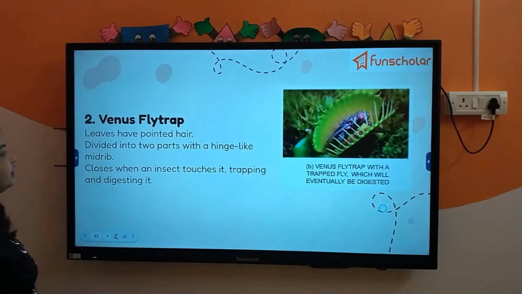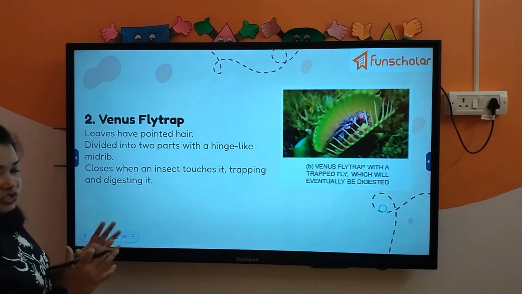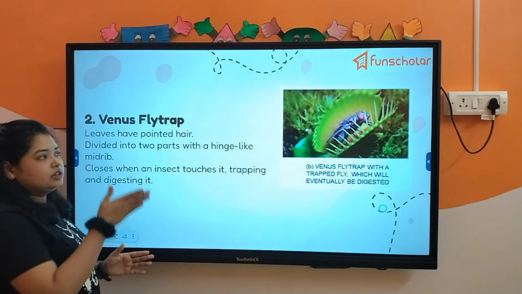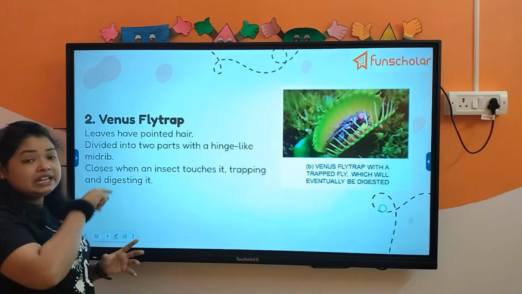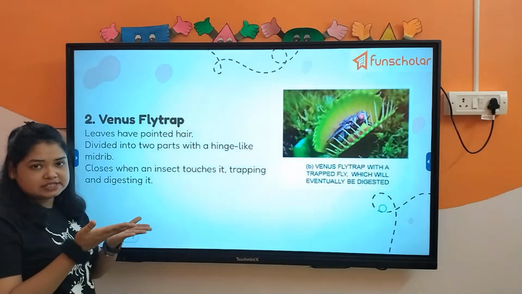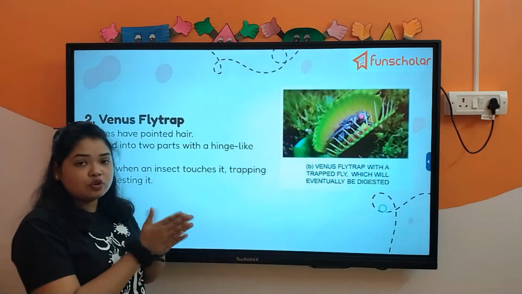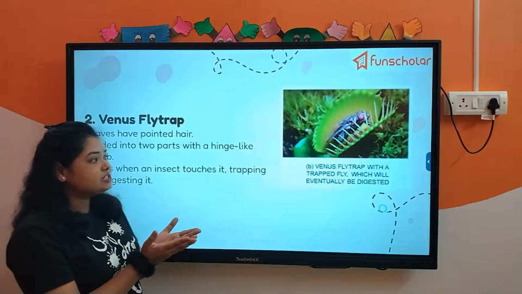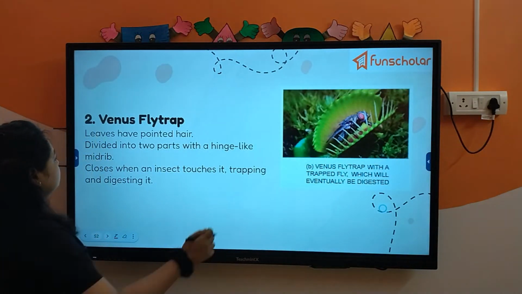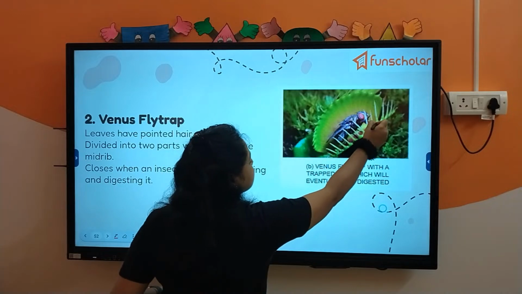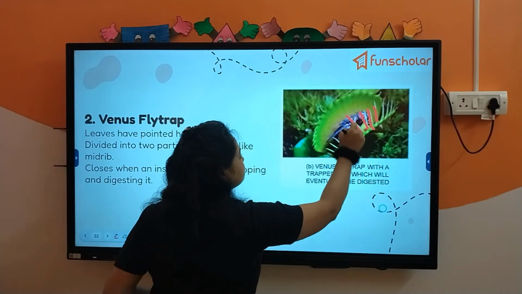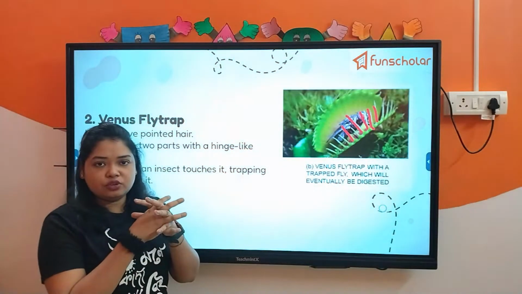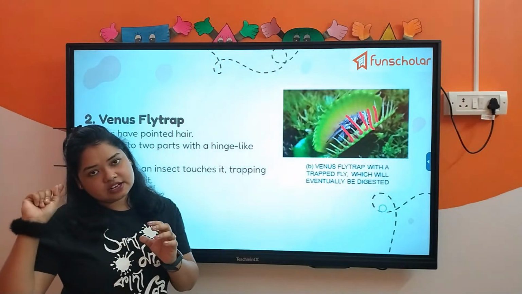Next is the Venus flytrap. Same thing, but the structure is different. Here the midrib is there, which actually divides the whole leaf into two parts. The two parts of the leaf close and open. It opens when it attracts the insects. It has got scaly spiny hairs. You can see here the scaly spiny hair-like structures which fit with one another on both the margins. They fit in one another just like hair clutches.